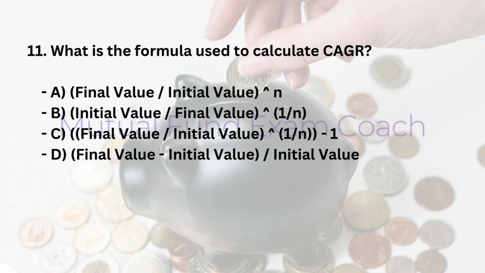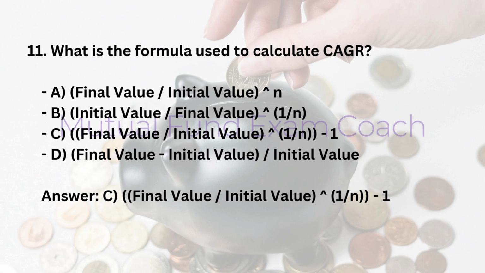11. What is the formula used to calculate CAGR? A. Final value / initial value, ^n. B. Initial value / final value, ^(1/n). C. Final value / initial value, ^(1/n), minus 1. D. Final value minus initial value, / initial value. Answer: C. Final value / initial value, ^(1/n), minus 1.